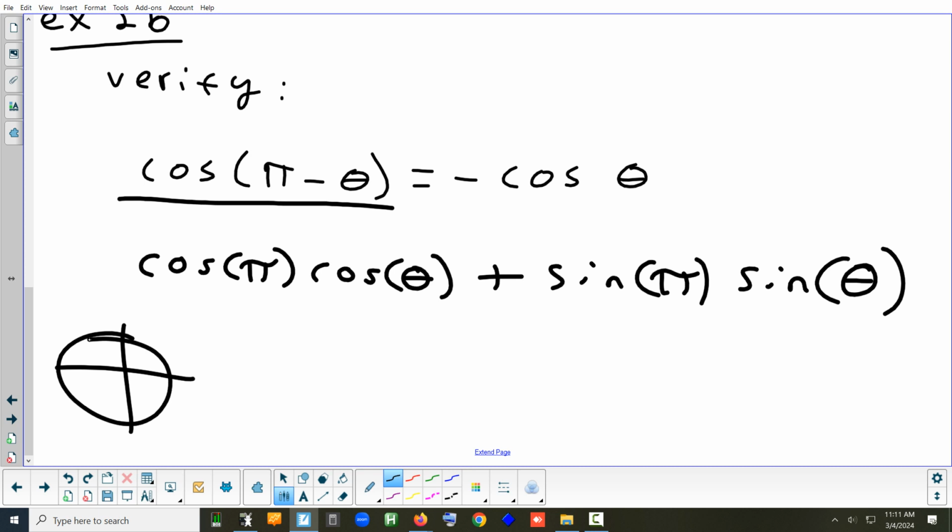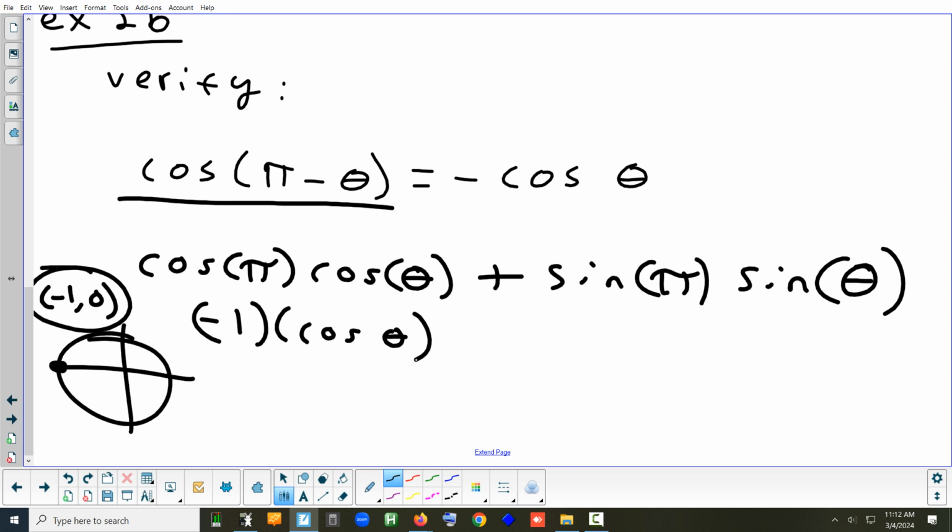What's pi in degrees? 180. So now, what is the coordinate for 180? Yep, negative 1, 0. So that's the coordinate you need to do everything. Cosine is the x value. What's the x value of that coordinate? Negative 1 times cosine. Okay, plus, now I need the sine of 180. That's the y value for the coordinate. 0.